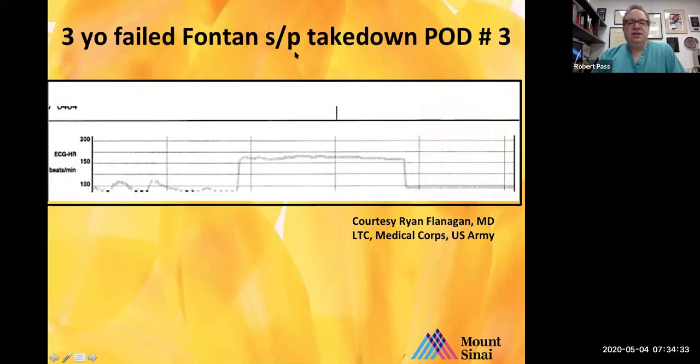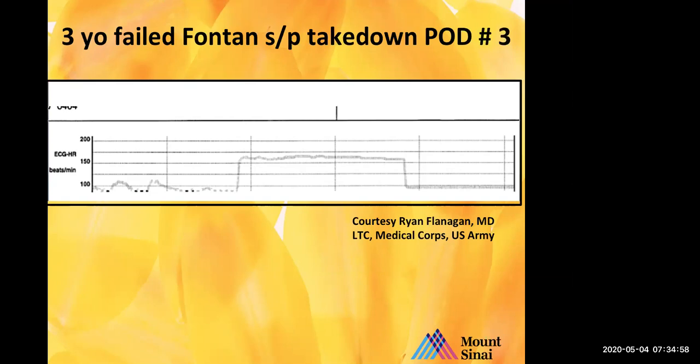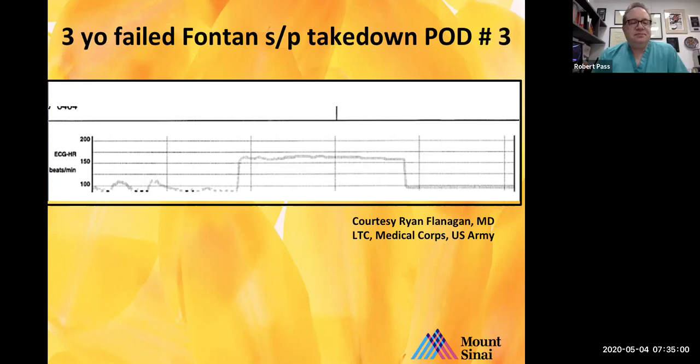Okay, this is an interesting tracing from a 3-year-old failed Fontan who is status post takedown, and this was, I believe, a heart rate trend obtained on postoperative day number 3. I wanted to ask Namrita Mozumdar, soon to be of Long Island, what do you think could be going on here? Now, I should tell you that unfortunately I don't have the time on the x-axis, but let's assume that this tracing represents, say, 6 hours total.